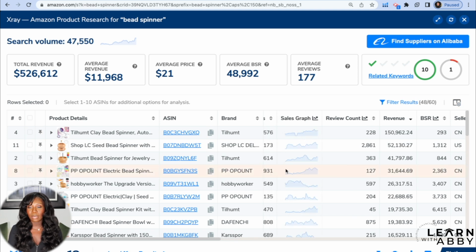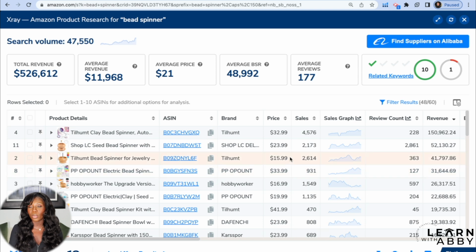So the very first step to seeing if this would be profitable or not would be to get an estimate of what this would cost us to buy from Alibaba. Now, it looks like the average price is $21 for this product. The top seller is selling for $33. These two options are not electric, the second and third top seller, but the rest are, and the prices vary.